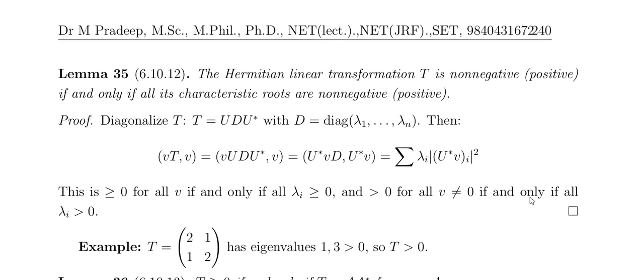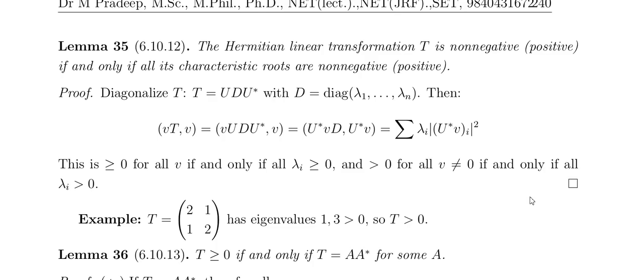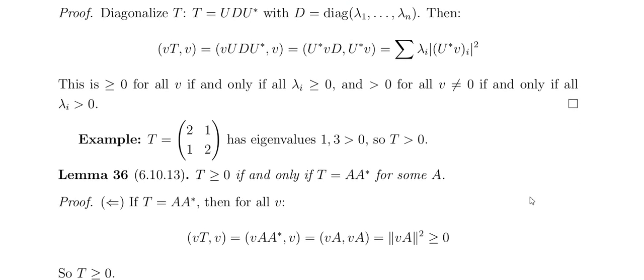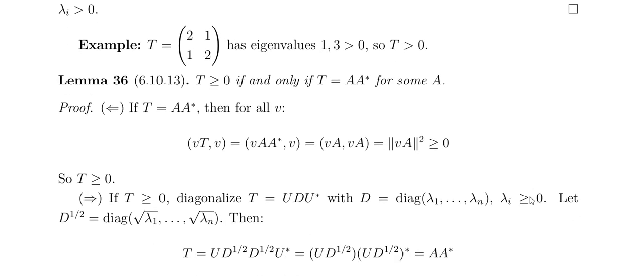And the Hermitian linear transformation is non-negative if and only if all its characteristic roots are non-negative. If a Hermitian linear transformation is non-negative, then its characteristic roots are non-negative, that means positive. So the eigenvalues in this example are 1 and 3. So this is called the positive linear transformation. T greater than or equal to 0 means that it is a non-negative linear transformation if and only if T equals A star A.